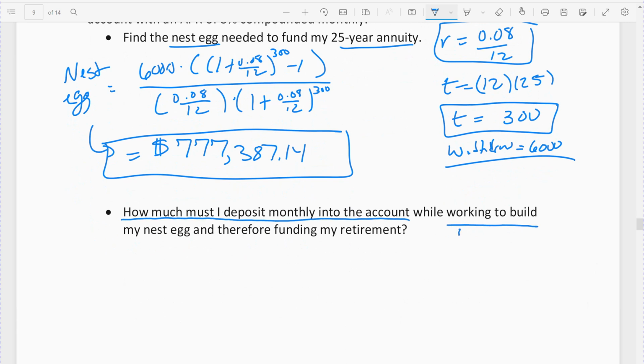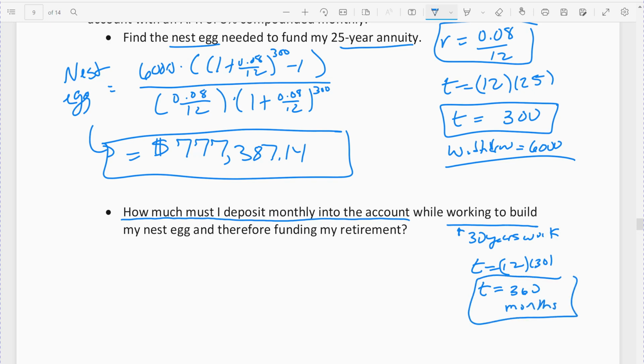So remember, working for 30 years changes T. T is going to be 12 times 30 now, so T is 360 months while we work. We're looking for the deposits. We're given our goal, which is the future value, which was the nest egg, which we found in the previous example. Find deposits.